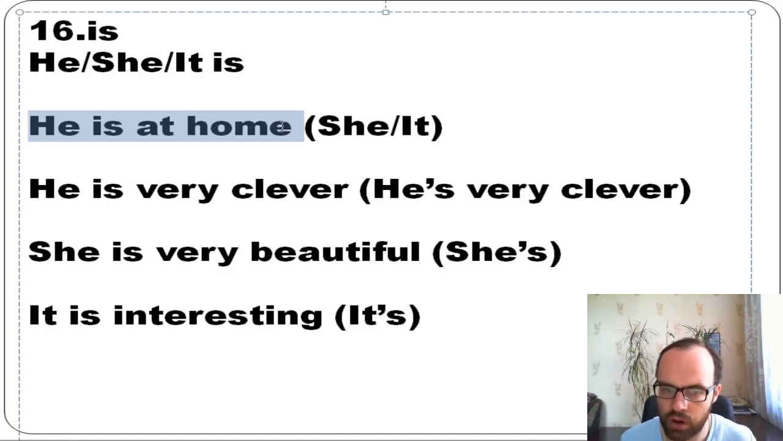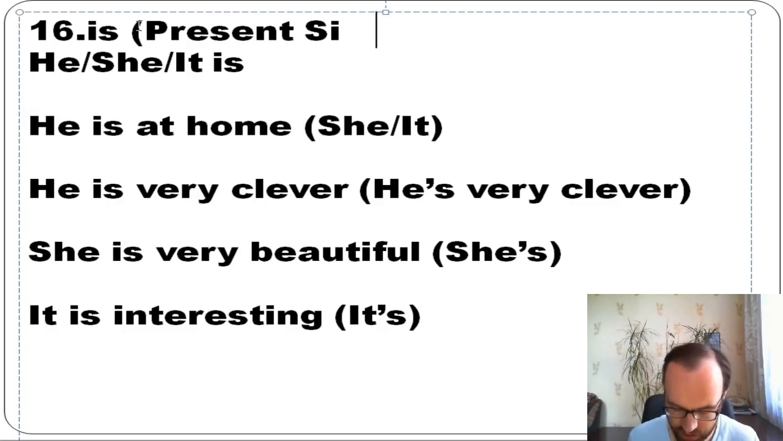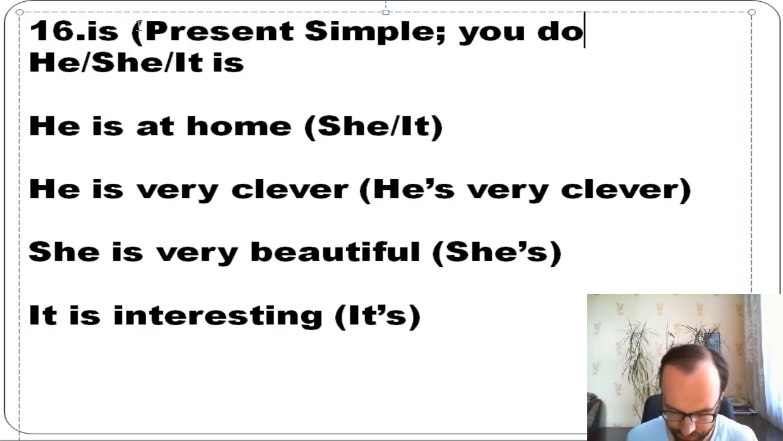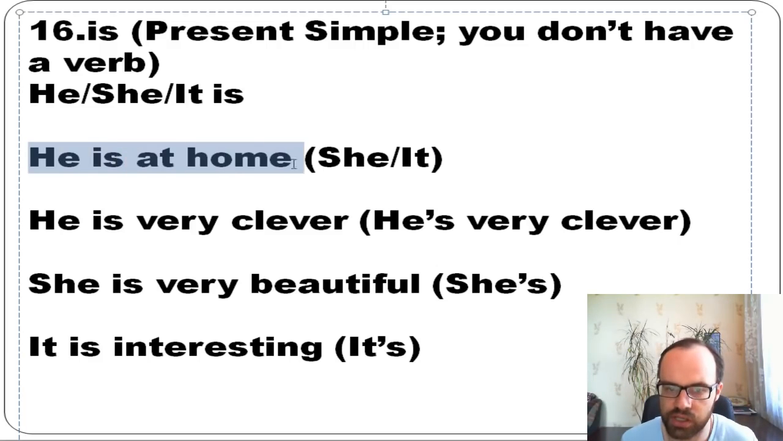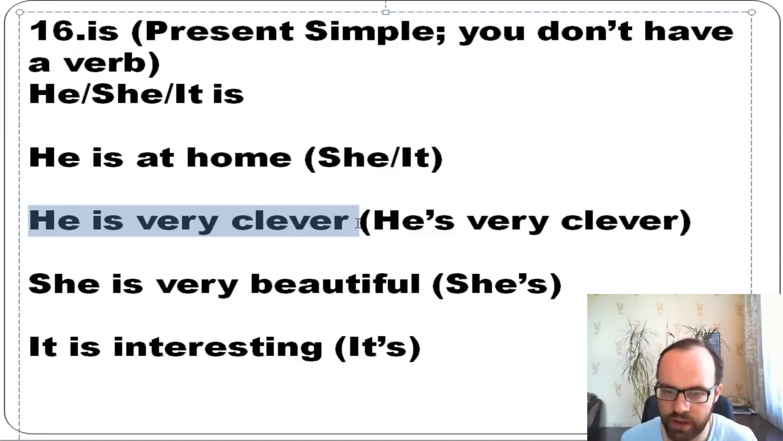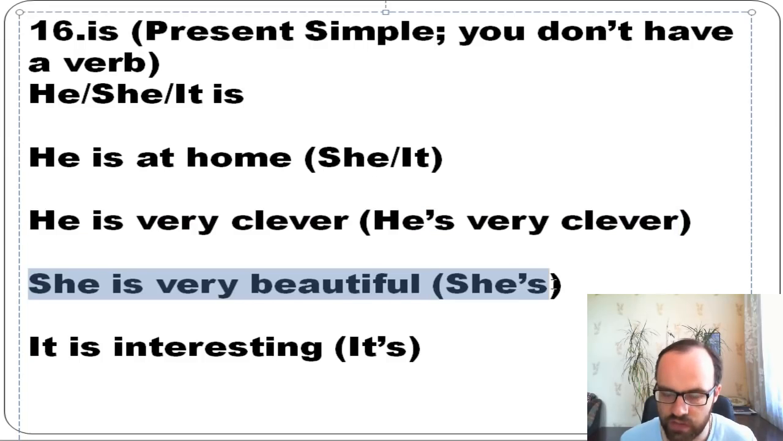So we don't have a verb in these sentences. It's present simple and you don't have a verb. So you see, we don't see a verb. He is at home, and you need to use is, because he is at home. He is very clever, or you can use a short form. She is very beautiful, or she's very beautiful. It is interesting, or it's interesting.